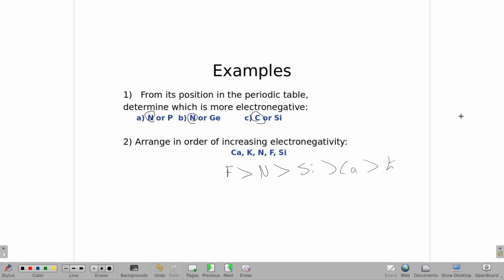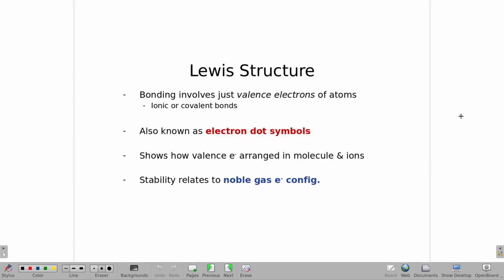We are just ranking them based on where they are on the periodic table. All right, on to something we can do with these and make our stick figures. We're going to introduce the concept of Lewis structures. Now, for ionic compounds, these are technically referred to more often as electron dot symbols. That's what I was doing with that sodium.